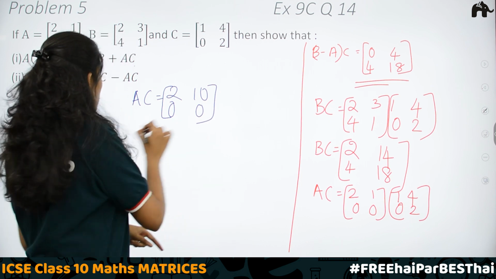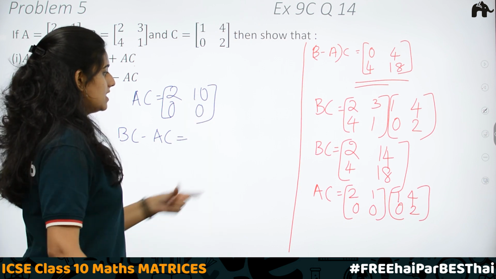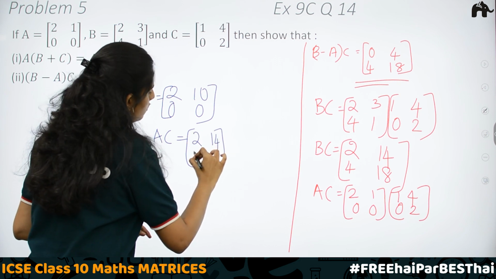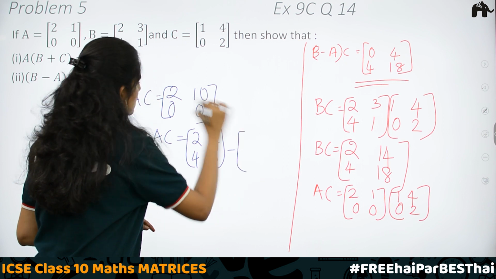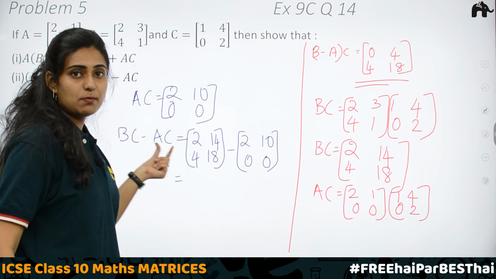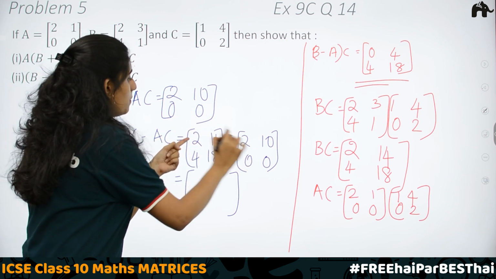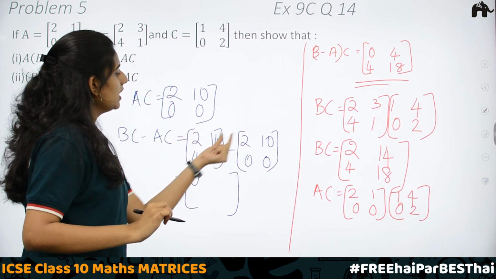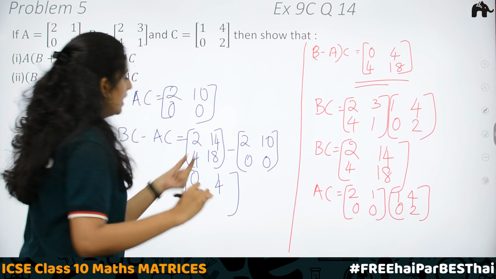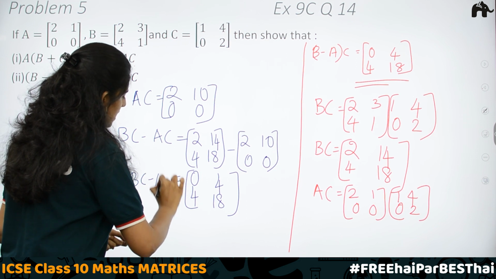Now we have to find what BC minus AC is. BC minus AC. We have BC. What is BC? 2, 14, 4, 18. Minus AC: 2, 10, 0, 0. Then what are the elements of BC minus AC? Subtracting AC from BC: 2 minus 2, that is 0. 14 minus 10, 4. 4 minus 0, 4. 18 minus 0, 18. Okay, these are the elements of BC minus AC.